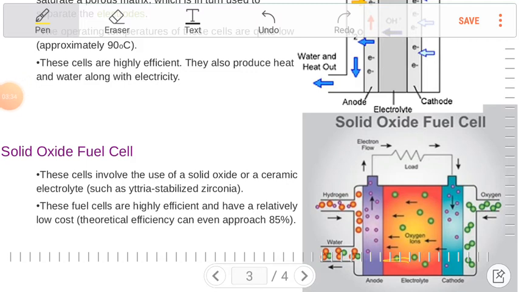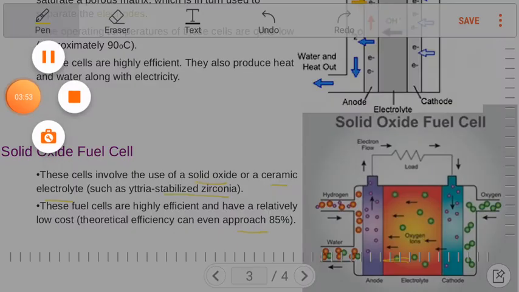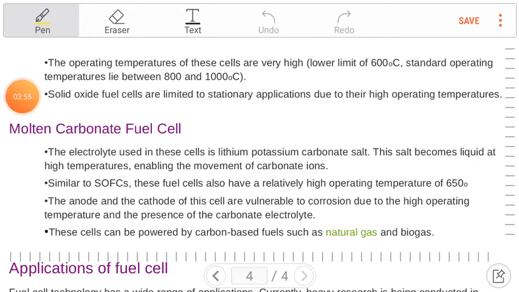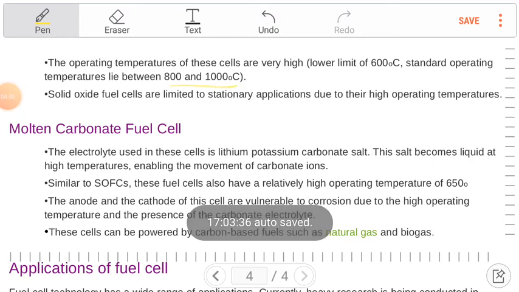Solid oxide fuel cells are also efficient fuel cells. These use stabilized zirconia or solid oxide or cesium electrolyte. The efficiency count is 85%. It also has low cost. Operating temperature is between 800 to 1000 degrees centigrade. Lower limit is 600 degrees.